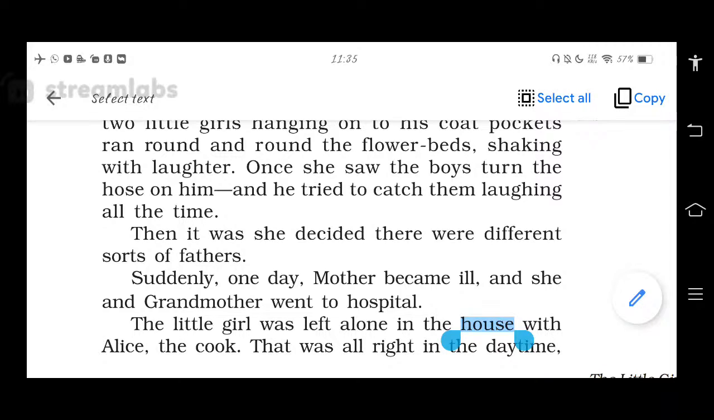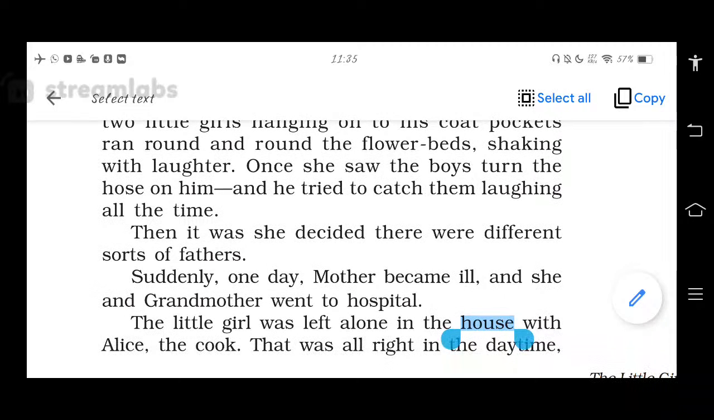Right? Did you understand this? So she thought that there are sorts of father. Sorts, S-O-R-T-S. Sorts mean nothing but types.